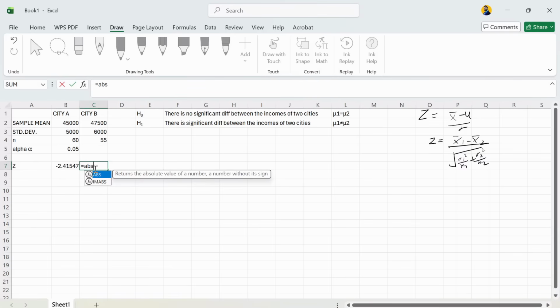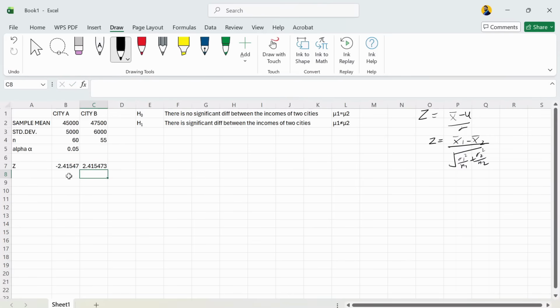ABS is used as a mode. Like, you remember in matrices, you use modulus. When we apply a mode, we consider that figure in a positive term. So in Excel, we will use ABS, that is the absolute value. Select ABS, mention the number, bracket close, enter. So you will get the absolute value of this without any sign.